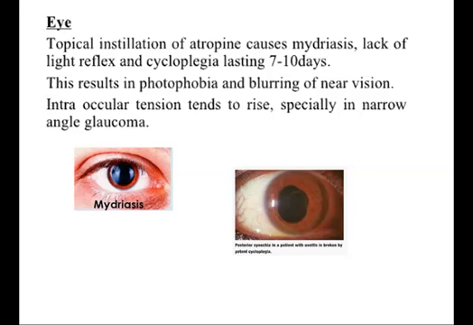This results in photophobia, which is a light sensitivity and intolerance of light, plus blurred near vision. Intraocular tension also tends to augment, specifically in narrow angle glaucoma.